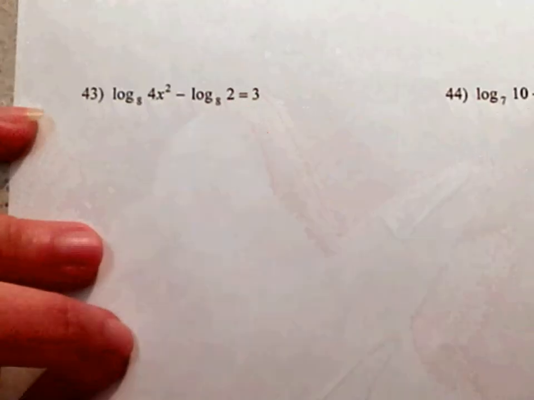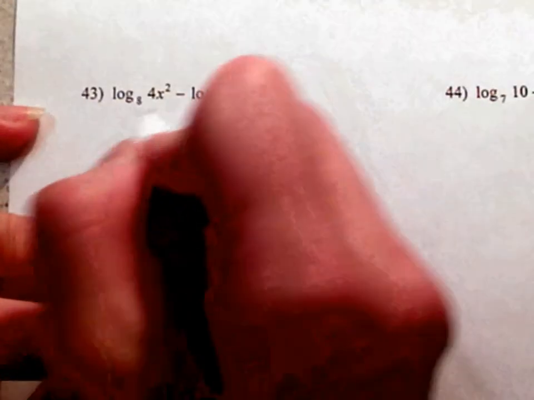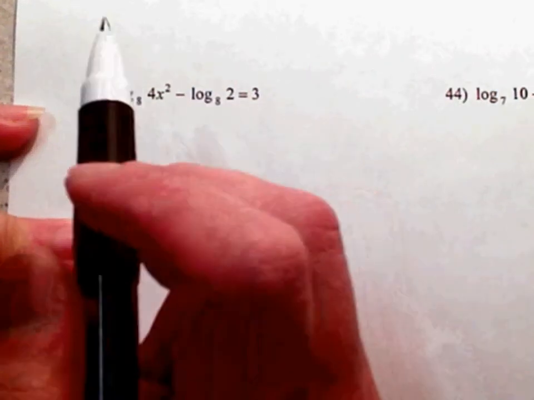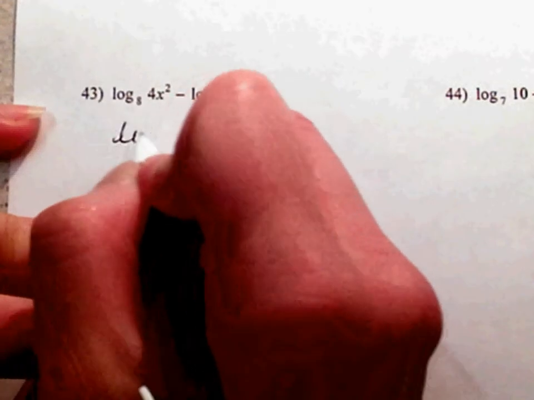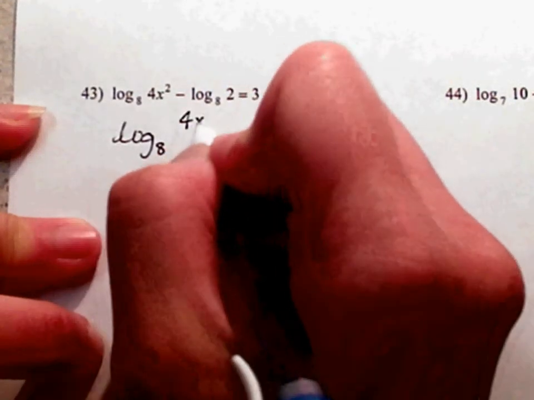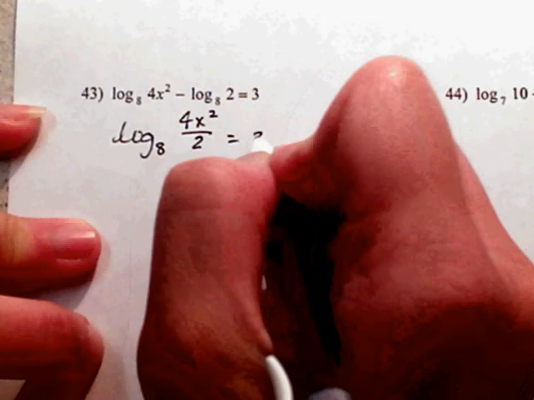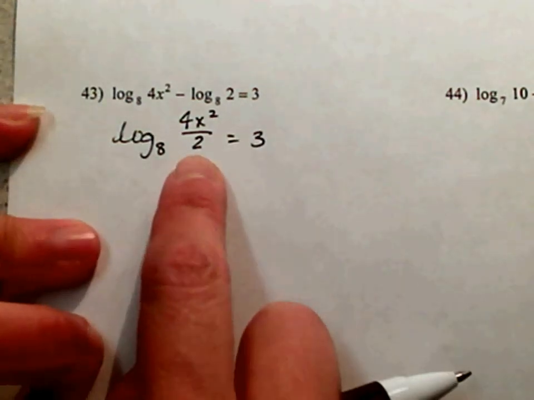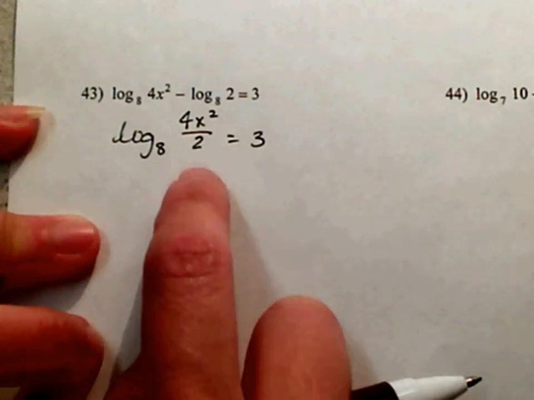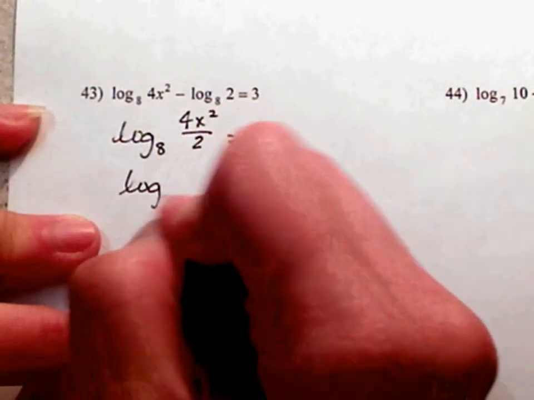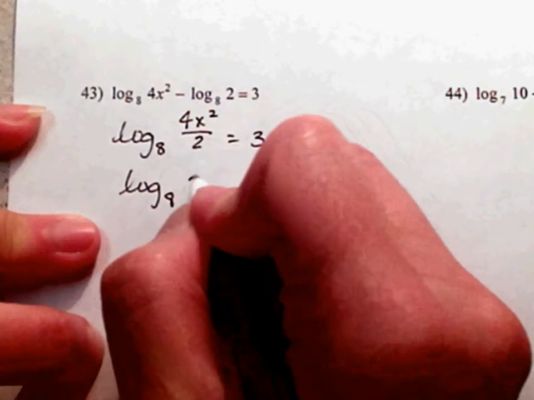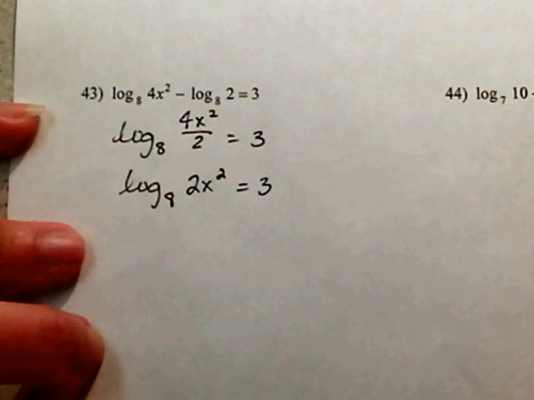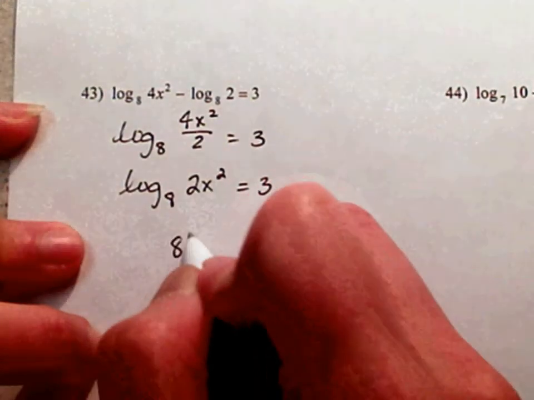All right. See that minus right there? We're going to condense this. We're going to write it as one log term because the bases are the same. So log base 8 of 4x squared divided by 2 is equal to 3. All right? Some of you will simplify right here. Some of you will not. I'm going to go ahead and simplify. So you have log base 8 of 4 divided by 2, which leaves you 2x squared, is equal to 3. Use your inverse property of logs. So this is 8 to the third is equal to 2x squared.